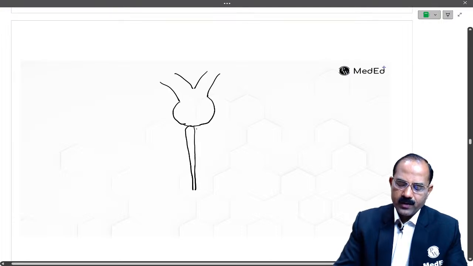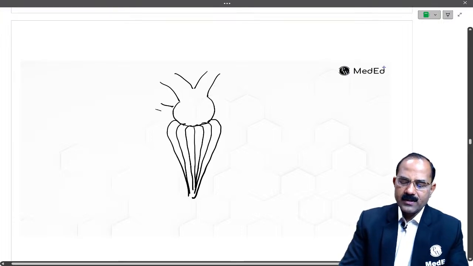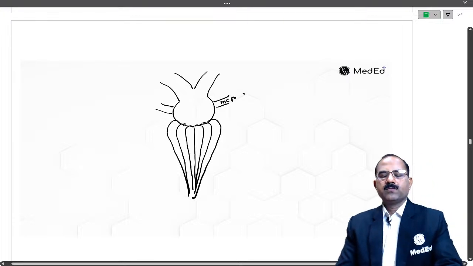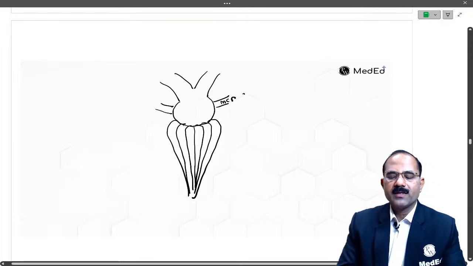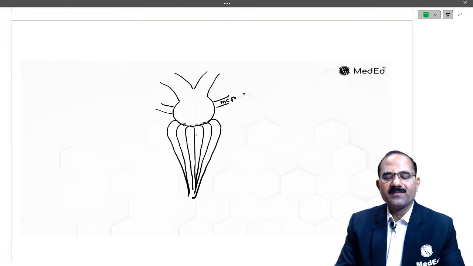What is this in front? Pyramids here. What is this here? Olives. And what is this? That's the inferior cerebellar peduncle. What is this? That's the middle cerebellar peduncle. Okay. Area postrema. Yes, yes. The details I'm not telling you.